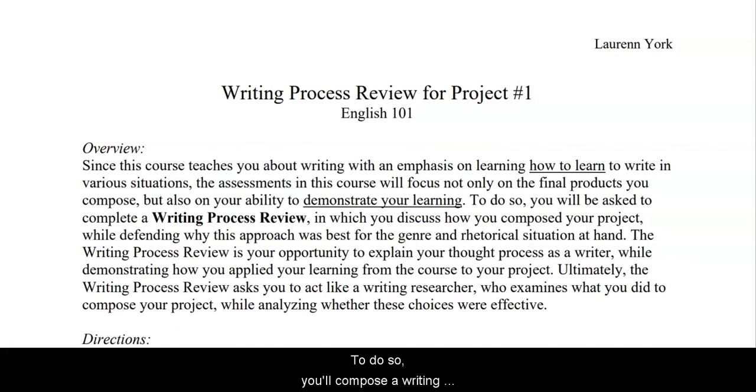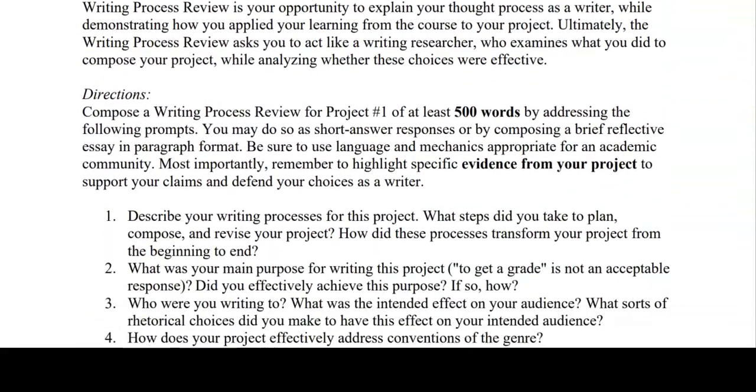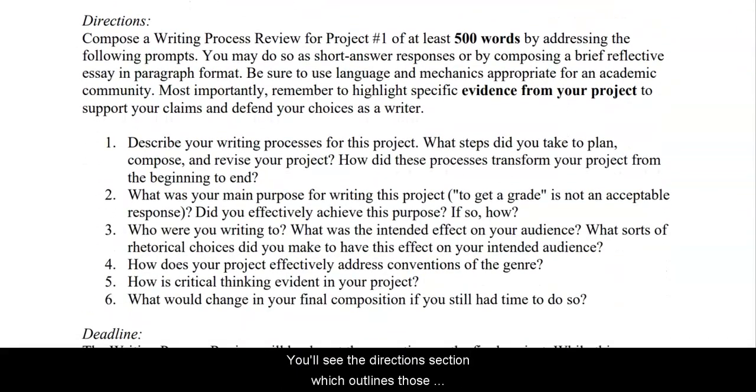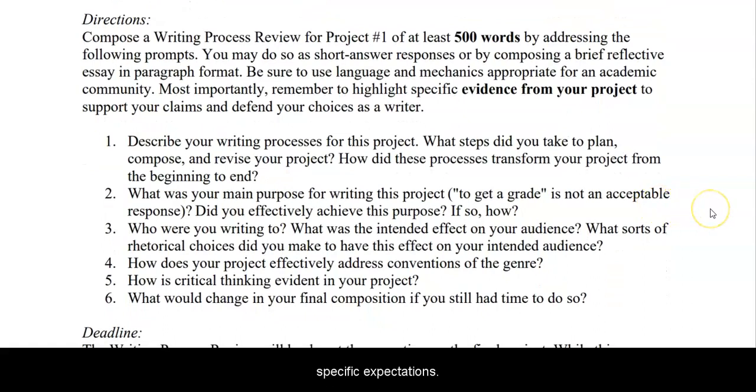To do so, you'll compose a writing process review for the major projects. For each writing project, you'll find a writing process review handout in the module, like the one that we're viewing in this video. Here you'll find directions for the assignment, and if we scroll down, you'll see the directions section which outlines those specific expectations.